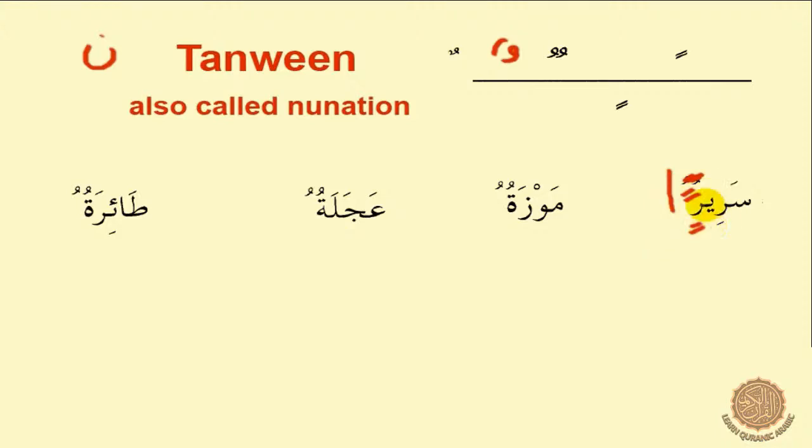So let's just write sarir out. It'll be sariran. So this alif is put with the two fathas only. The two dhammas and the two kasras don't get this.